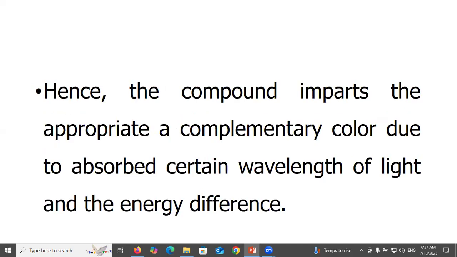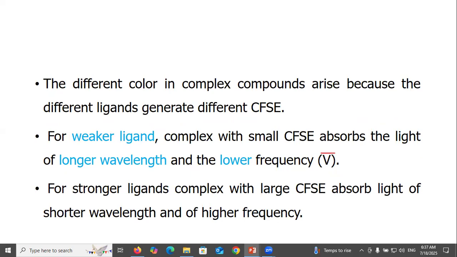Hence the compound imparts the appropriate complementary color due to the observed wavelength of light and the energy difference. Different colors in complex compounds arise because different ligands generate different crystal field stabilizing energy. For weaker ligands, a complex with a small crystal field stabilizing energy absorbs light of longer wavelength and lower frequency. For stronger ligands, a complex with large crystal field stabilizing energy absorbs light of shorter wavelength and higher frequency.